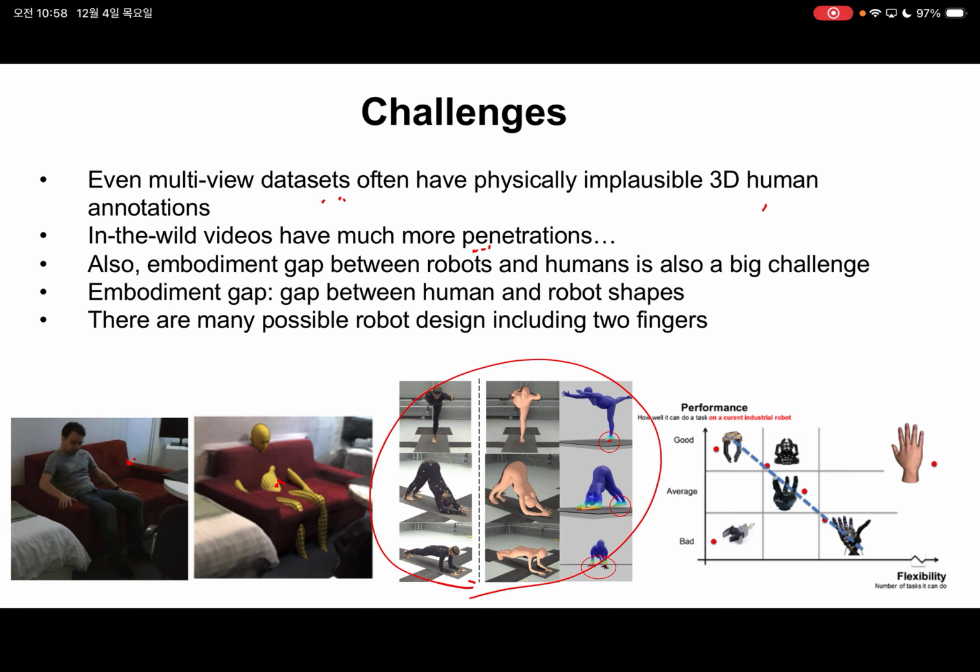Another thing is that embodiment gap. Robots and humans have different shapes, right? The average height of humans might be 170 centimeters. Robots usually have a much smaller size. Even humanoids usually have about 120 centimeters. The size is also very different. And for hands, this shows the embodiment gap.